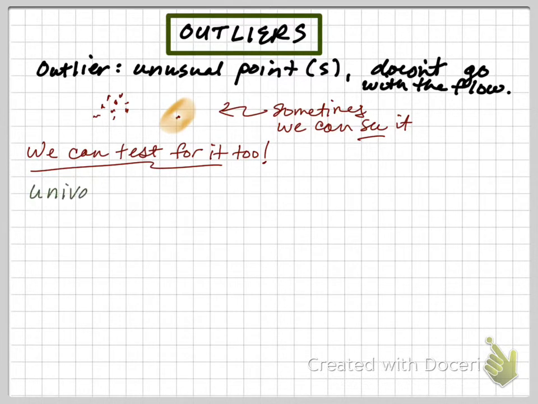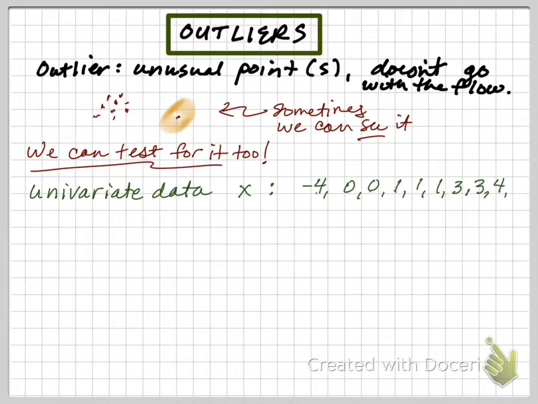So we're going to start with univariate data. I'm going to just start with some x variable. And so here are my values. And today I'm not using anything with context, so I don't really have any units here. But I do have ordered data.